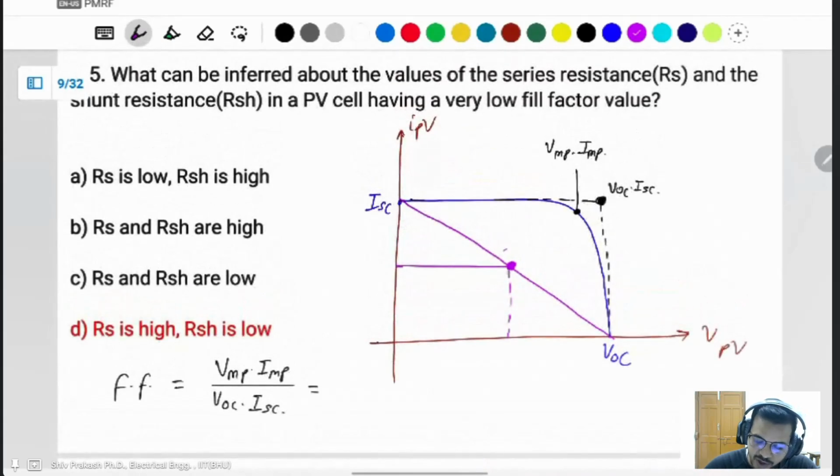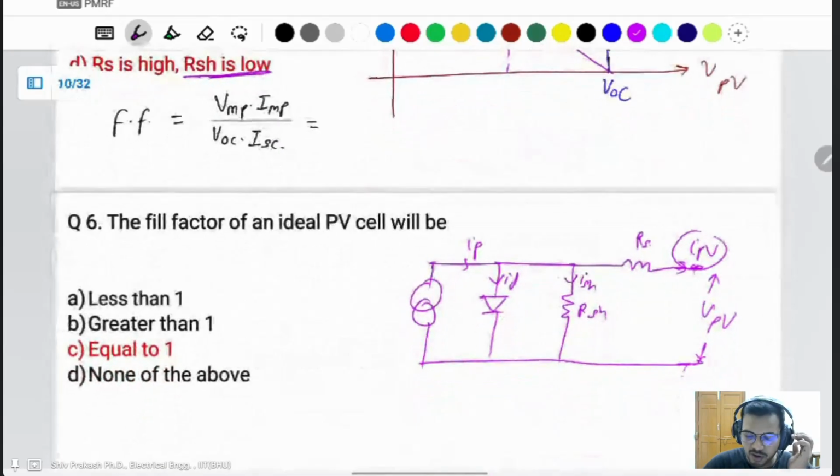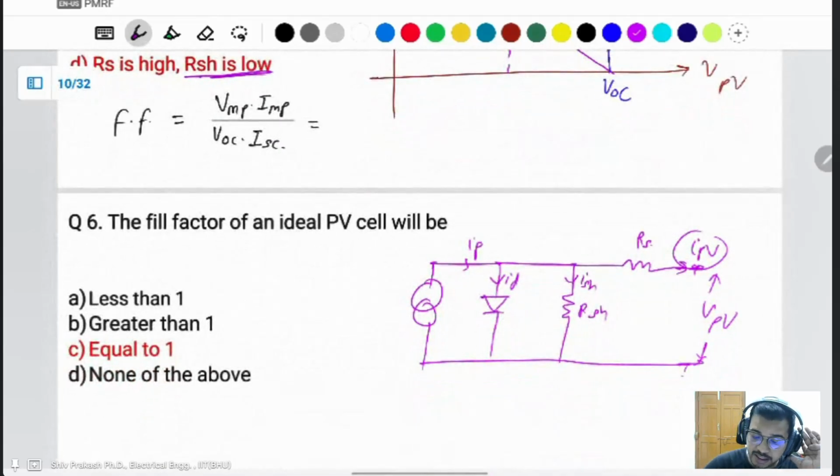This is the sign of a bad quality PV cell, with a low fill factor value. In this condition, the shunt resistor is very low. At the same time, the output voltage is very less. It means the series resistor is very high. If the series resistor is very high, in that condition the maximum voltage drops across it only, and you will get a very small amount of voltage at the terminal.